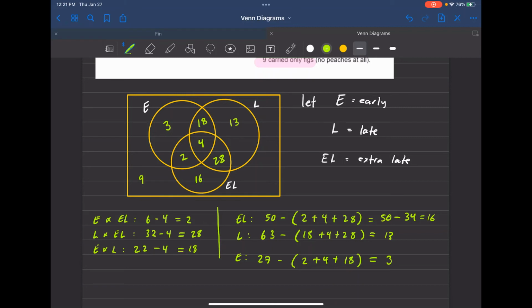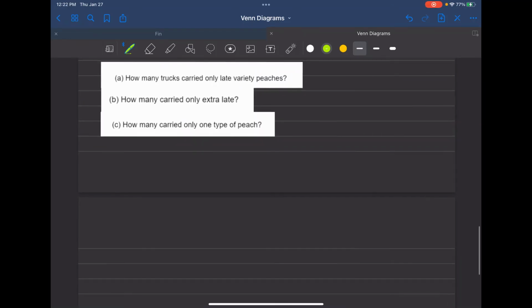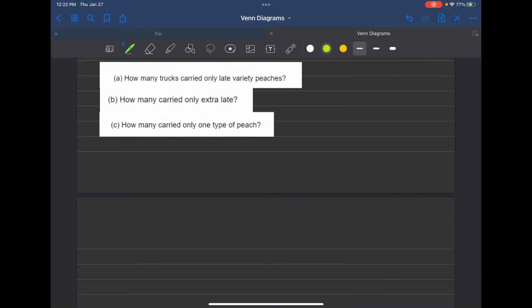So I hope this makes sense. Hopefully you are able to create this Venn diagram and fill in the information. Now, knowing this, we can actually now answer some questions. So here are some questions we're going to work on. So we want to answer these parts based on the picture we just obtained.